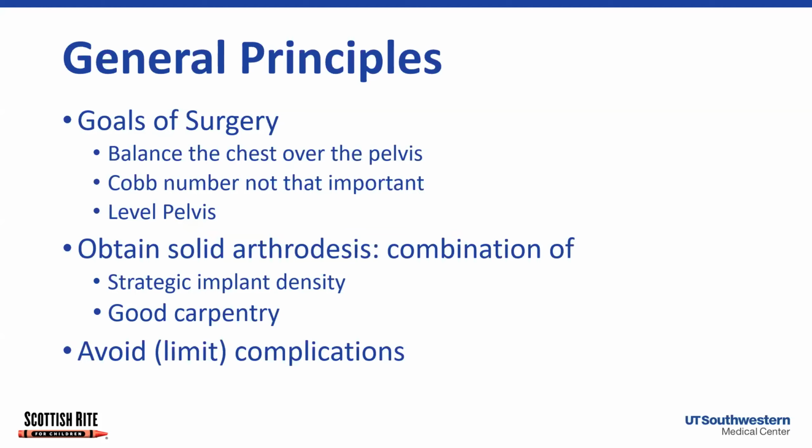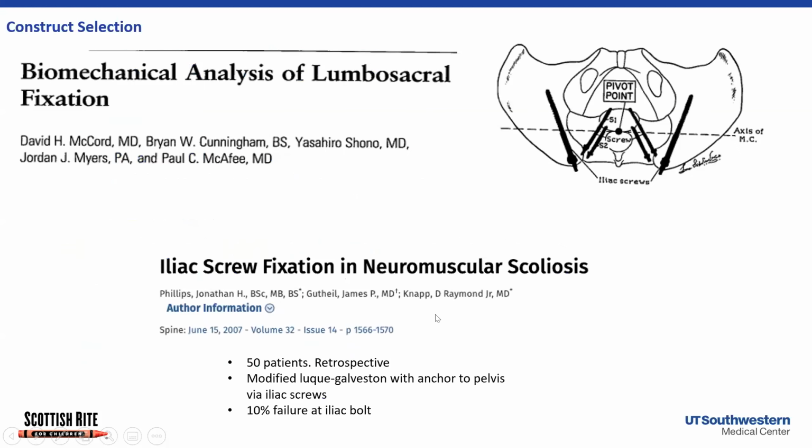Obtain a solid arthrodesis. We oftentimes get enamored with the number of screws in the spine, but it's really getting good entry. Also, strategic implant density is important, and avoiding or limiting complications. I sort of view it as not trying to win, but trying not to lose. In the neuromuscular spine, you're trying not to lose, so avoid complications.